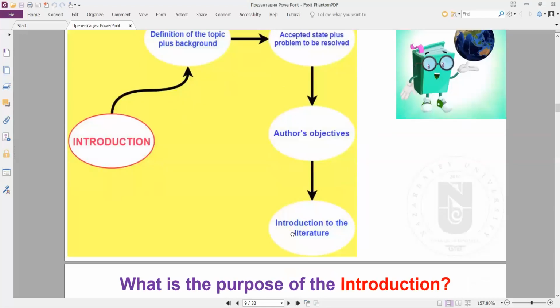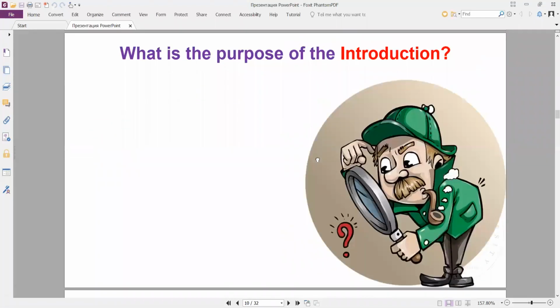Great. Now, again, a very straightforward question here. What is the purpose of the introduction? What is the purpose of the introduction?